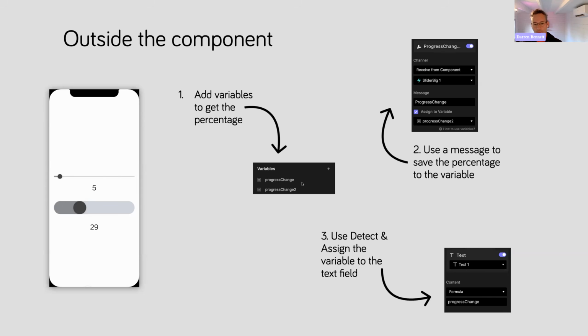Okay. And then once that variable gets that value, I've got a text response, which is using a really super simple formula. It's just grabbing that variable value progress change, and it's writing it into that text field there. So basically, every time the user moves the slider, it's going to fire that message, it's going to update that variable, and every time that changes, the number's going to change. So that's what's happening on the outside.